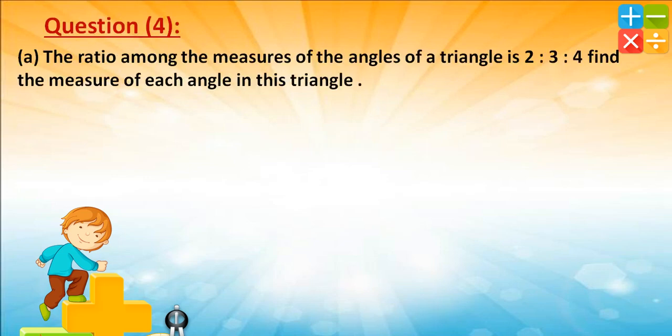Question number 4. The ratio among the measures of the angles of a triangle is 2 to 3 to 4. Find the measure of each angle in this triangle.